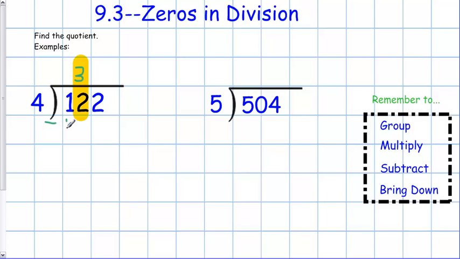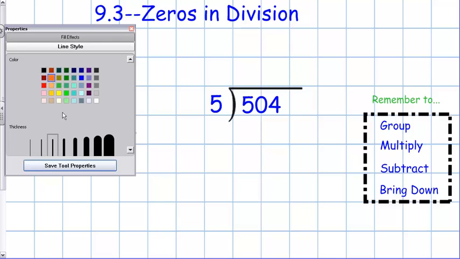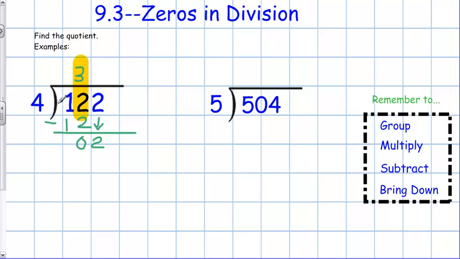4 times 3 is 12. So I'm going to subtract 12. I get 0. Then I have to bring my 2 down. How many groups of 4 can go into 2? Well, 0 can. So 0 groups of 4 can go in there. So now I'm going to have 4 times 0, which gives me 0. So I'm going to have 2 left over.